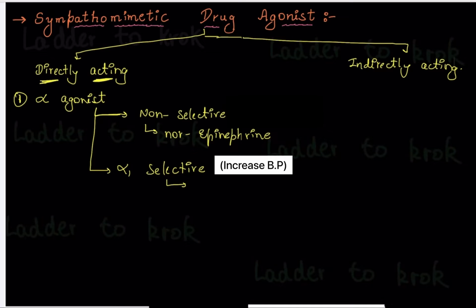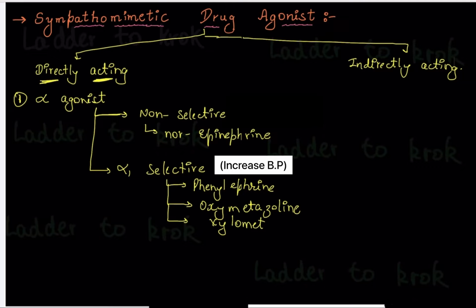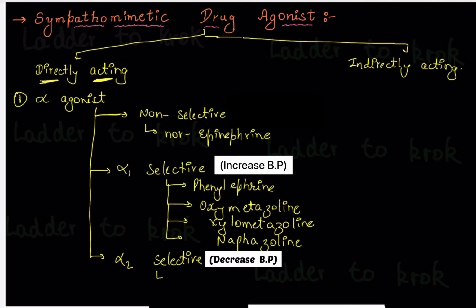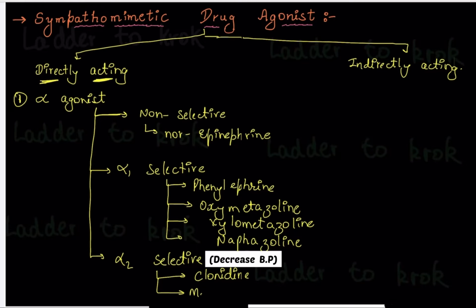Examples of this are phenylephrine, oxymetazoline, and xylometazoline, basically all azolines, like naphazoline. Now alpha 2 selective, they will activate alpha 2 only. The examples are clonidine and methyldopa. All right, so directly acting alpha agonists are complete.